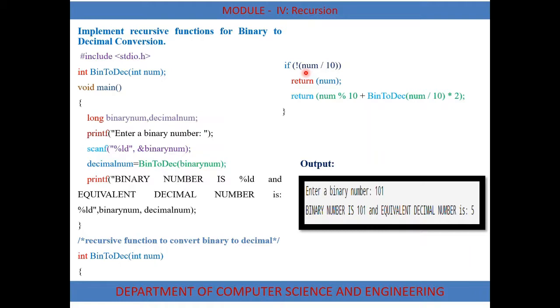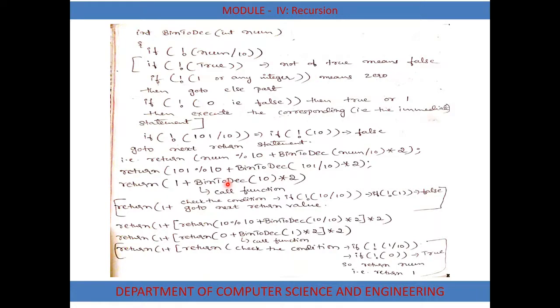For this call, check the condition: if not of num divided by 10. In this case the number is 10. So 10 divided by 10 is 1. 1 is nothing but true. Not of true, or not of 1, is false. So go to the else part, the second statement. That is return of 10 modulus 10 plus binary to decimal of 10 divided by 10 into 2.